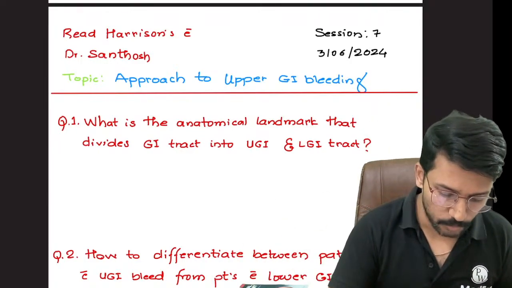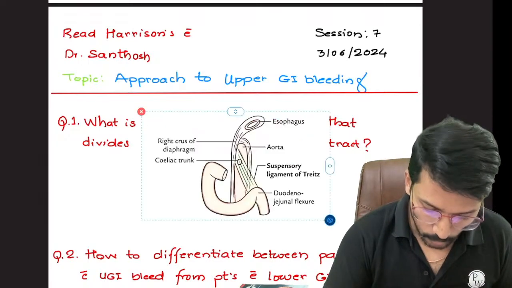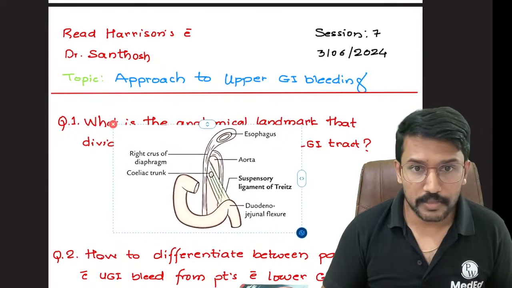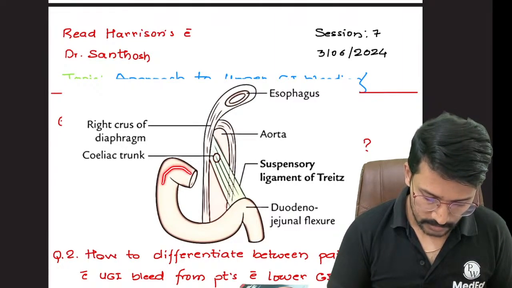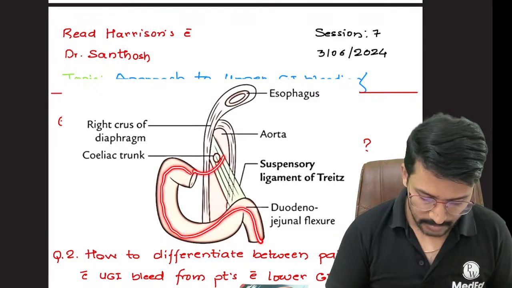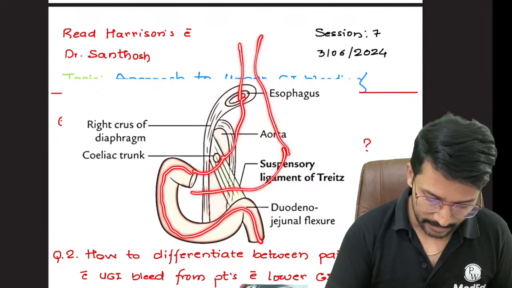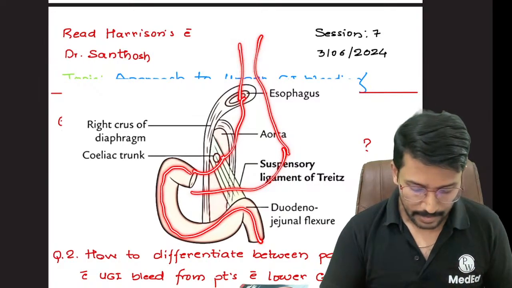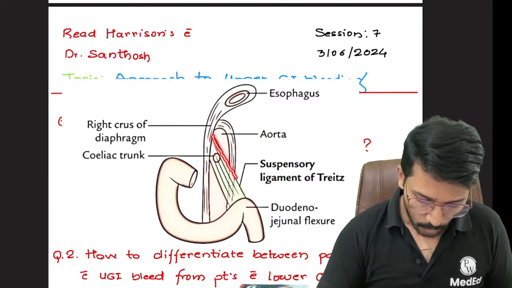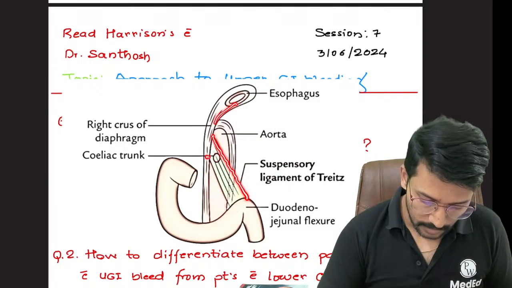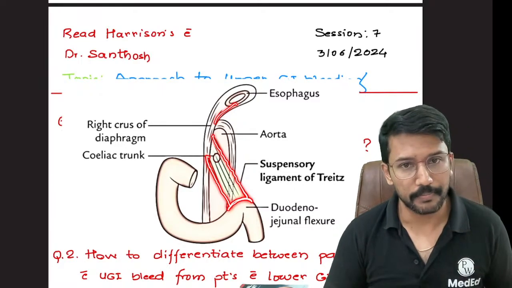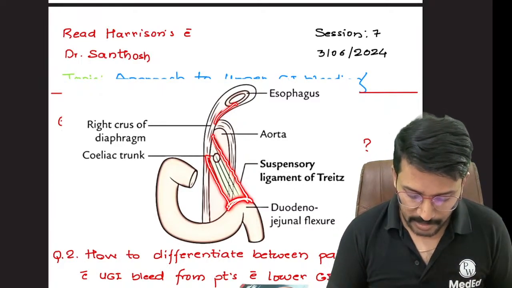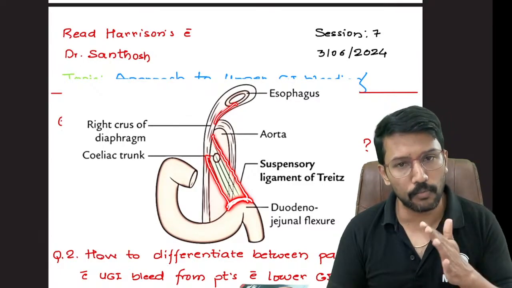So when you look at this image, probably you will get an idea what I am talking about. So here is a small image that you can see here. This is the small intestine. Obviously this has the stomach here and the esophagus. And then this is one small ligament originating from the right crus of the diaphragm and attaching to the duodenum. So this attachment point separates the upper GI from lower GI.